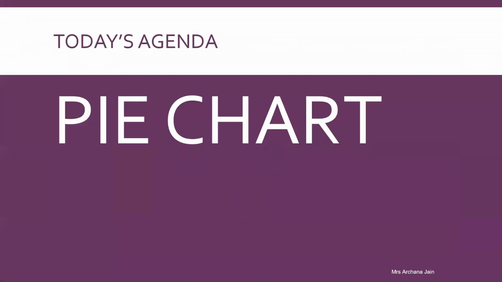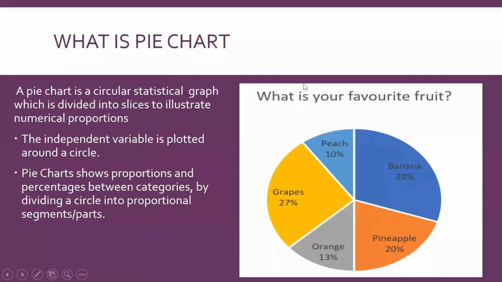So what is actually a pie chart? It is a circular statistical graph which is divided into slices to illustrate numerical proportions. Like you can see in the sample chart, where it is shown what your favorite food is. So these are the number of people. 10% of the people said they like peach. Similarly, 30% of the people like bananas, 20% like pineapple, 13% like oranges, and 27% like grapes. So the independent variable is plotted around the circle.